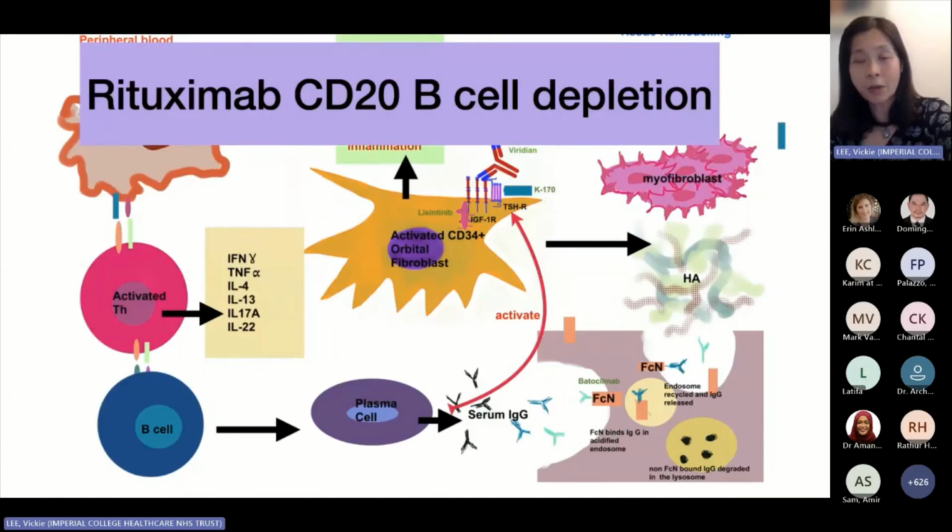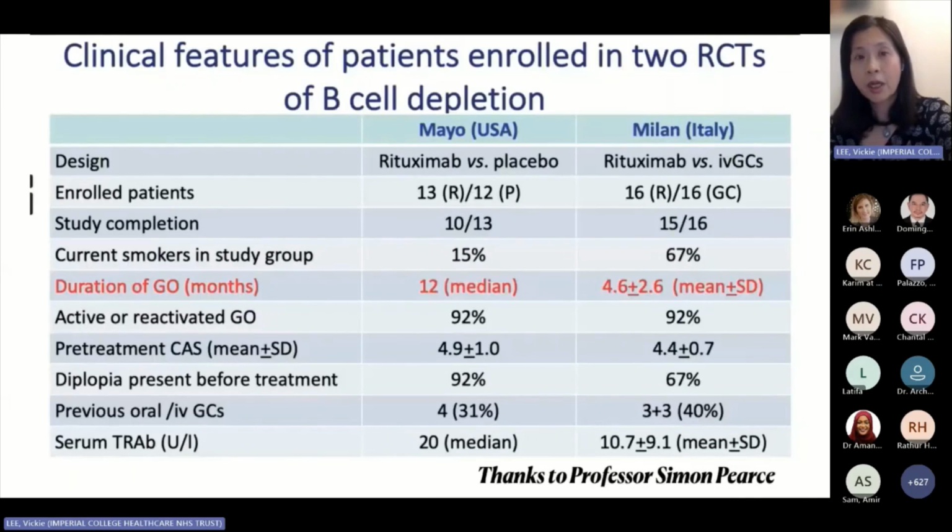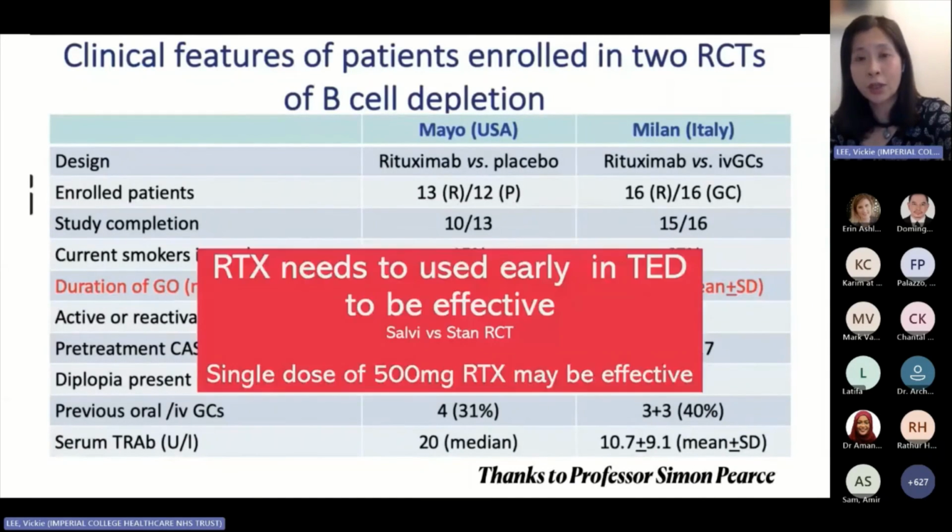So I'm going to start with rituximab, which many of the audience may already have experience with, which targets the B cell and causes B cell depletion. So we're all familiar with the 2 conflicting findings of the 2 studies between Mayo Clinic and the one done in Milan. I think the takeaway message is that rituximab needs to be used early in the disease, and Mario Salvi has found that a single dose of 500 milligrams of rituximab may be effective by itself.